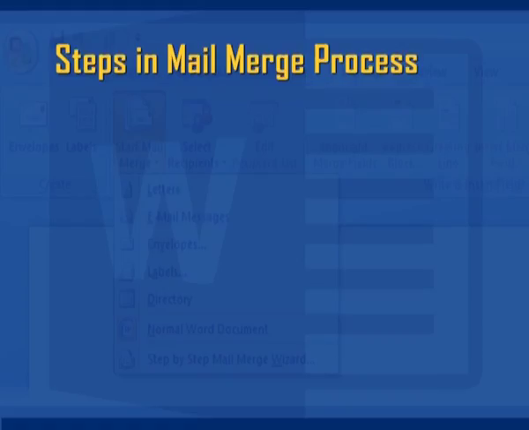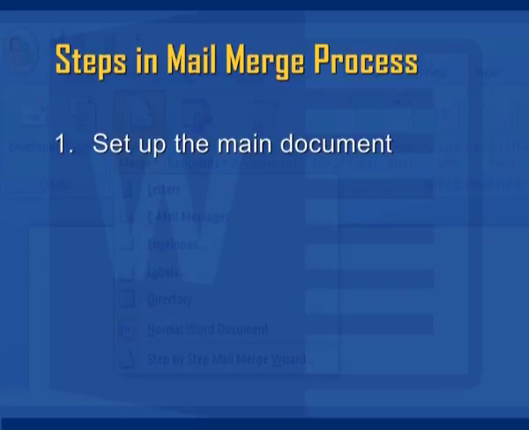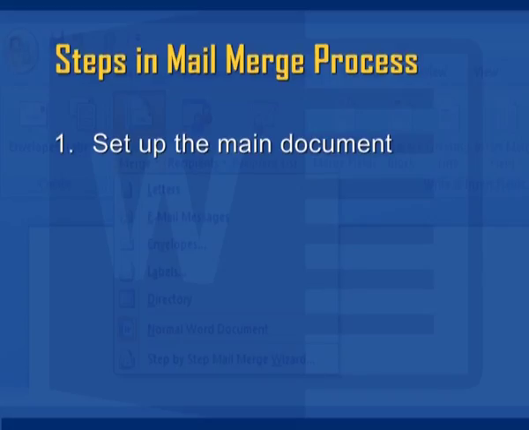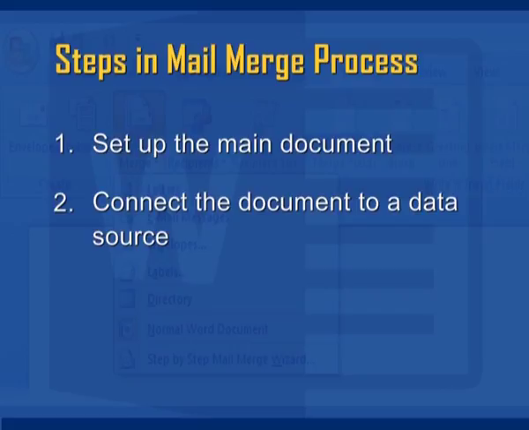The mail merge process overall consists of various steps. Step number 1, set up the main document. The main document consists of the text and graphics that are the same for each version of the merged document. For example, the written address in a form letter. Step number 2, connect the document to a data source. A data source is a file that contains the information to be merged into a document. For example, the names and addresses of the recipients of a letter.